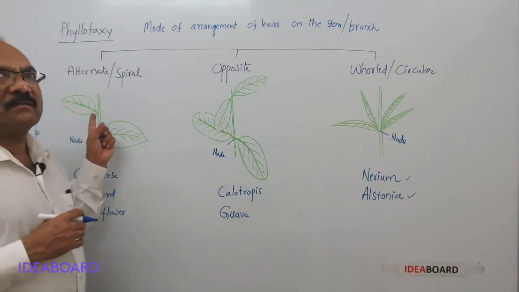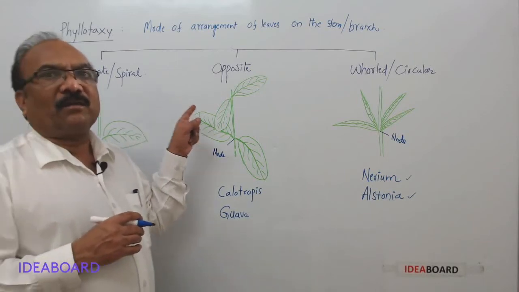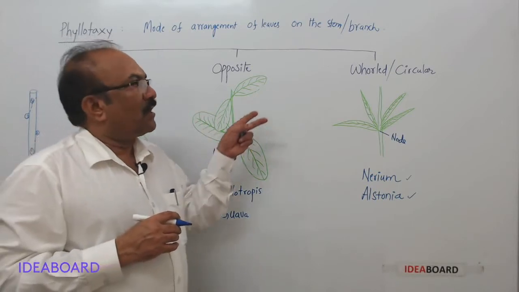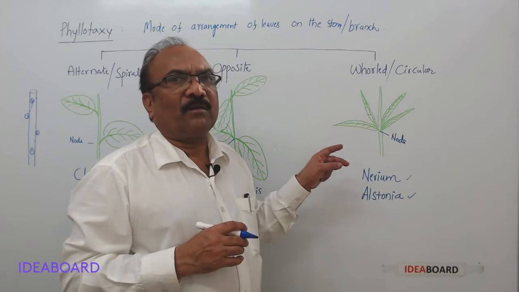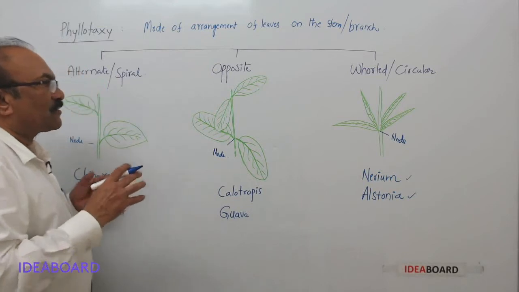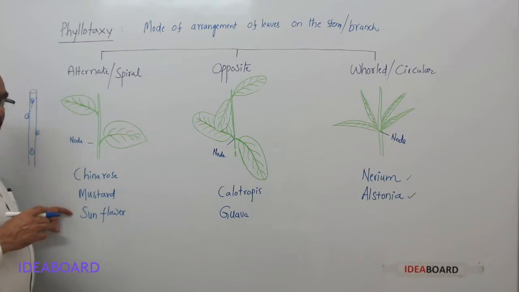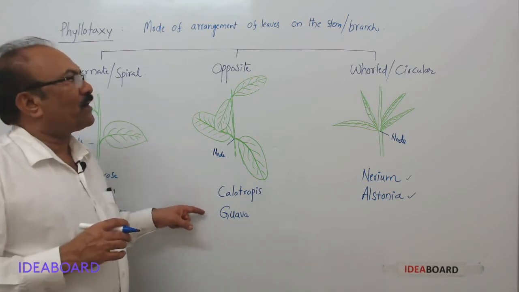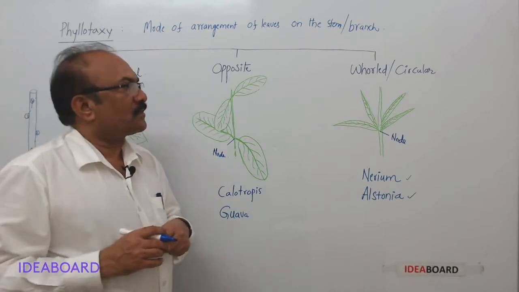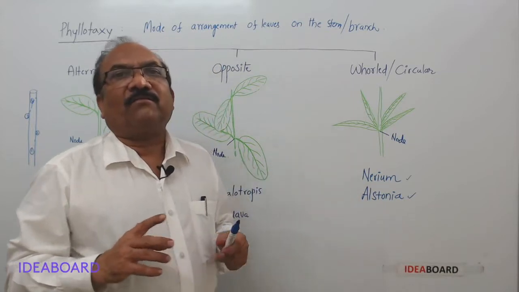I hope you are understanding the basic difference between these three. In alternate phyllotaxy, how many leaves are present at each node? One leaf. In opposite phyllotaxy, how many leaves are present at each node? Two leaves. And in whorled or circular phyllotaxy, how many leaves will you find at each node? More than two leaves. Just remember that basic difference, and also memorize these examples. China rose, mustard, and sunflower exhibit alternate phyllotaxy. Calotropis and guava exhibit opposite phyllotaxy. Nerium and Alstonia exhibit whorled or circular phyllotaxy.